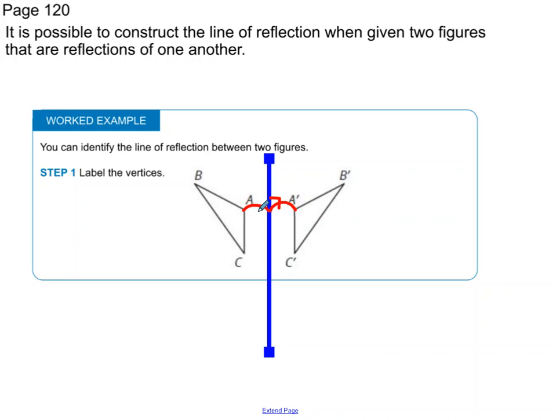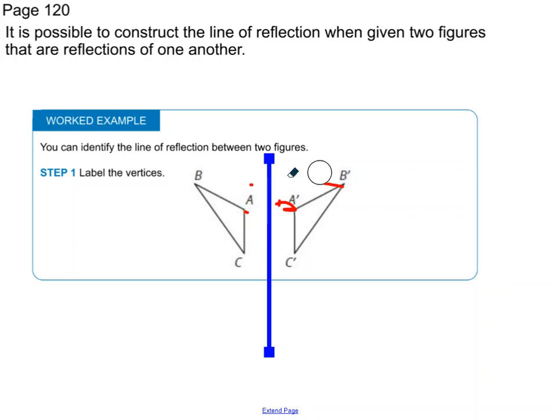So what I need to be able to do is construct a perpendicular bisector. If I connect A and A prime, or I could do it with any two corresponding points, B and B prime, make the perpendicular bisector, then it will tell me where the line of reflection will be.